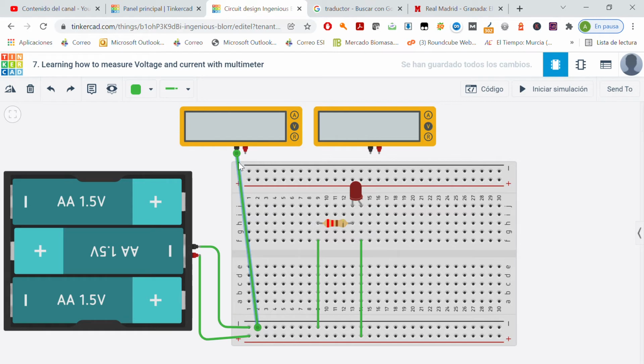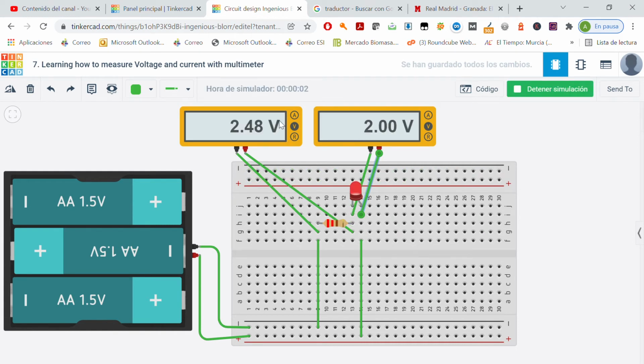Let's put the probes here and here to calculate the potential drop of the resistance, and here to calculate the potential drop of the LED light. Let's start the simulation. It is the same amount, isn't it? 4.48 volts, which is the total potential drop of the battery. As we know, because of Kirchhoff's second law, the circuit is correct.